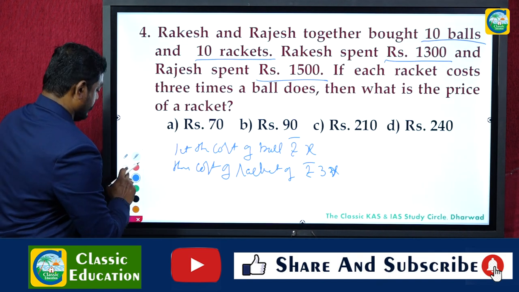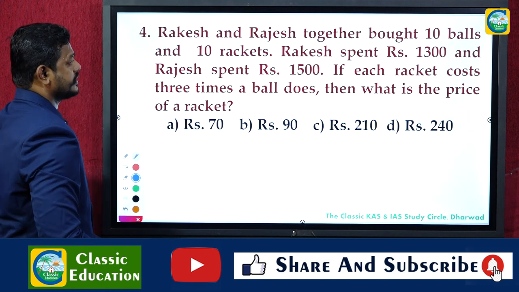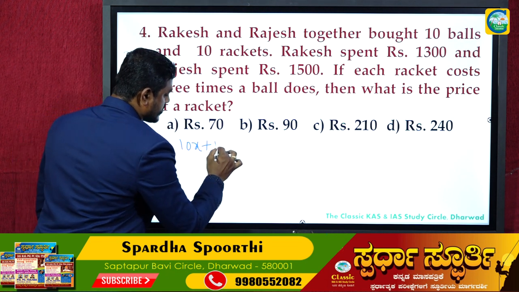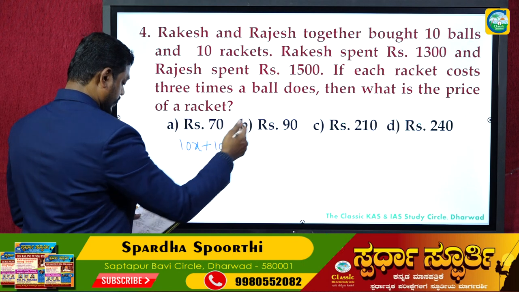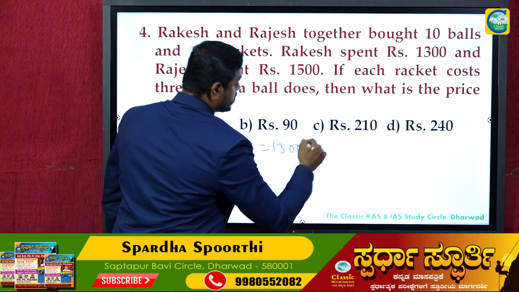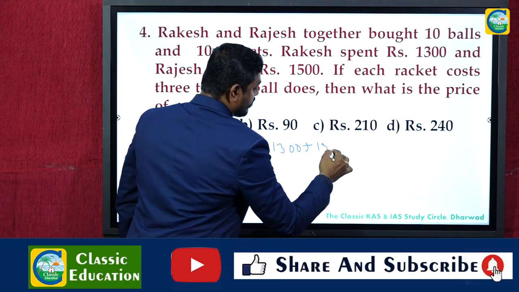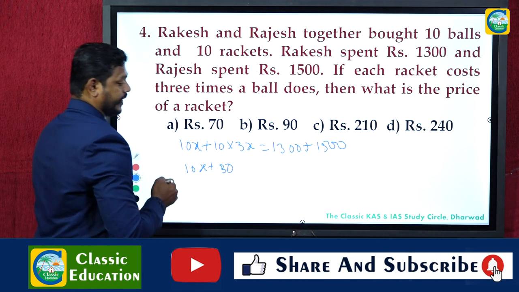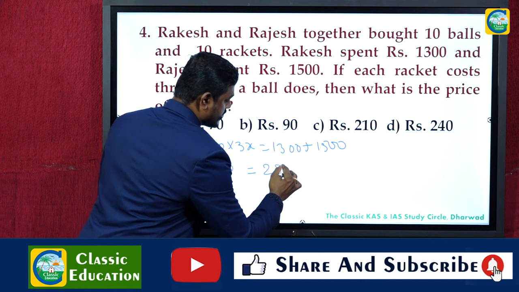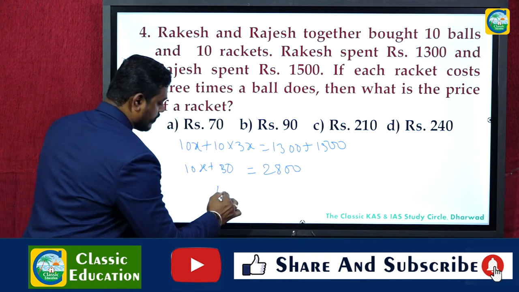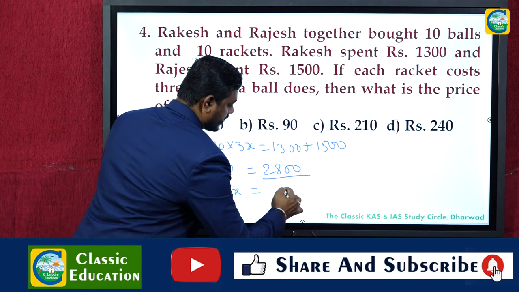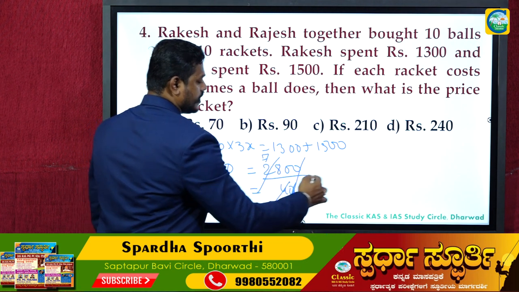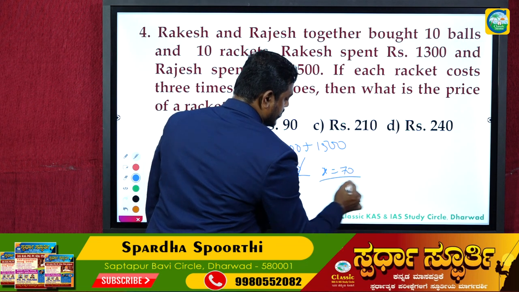Okay, let me rub this out. Now I will come to the problem directly. 10x plus 10 into 3x is equal to 1300 rupees plus 1500. 10 into 3 is 30, so 40x is equal to 2800. Here 2800 divided by 40, the 0s cancel, then 4 sevens are 28. So now the value of x is 70.